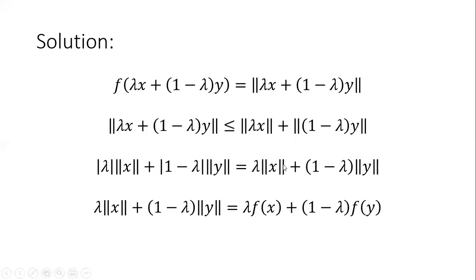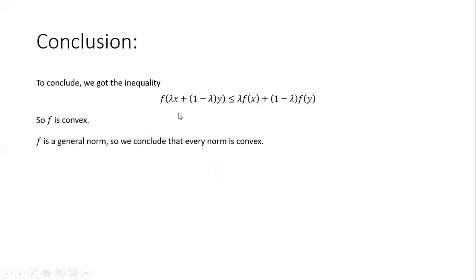Now, because the norm of x and the norm of y are both defined to be f, we get that this expression equals lambda f(x) plus 1 minus lambda f(y). So we got the inequality that f of lambda x plus 1 minus lambda y, where lambda is in the segment from 0 to 1, is less than or equal to lambda f(x) plus 1 minus lambda f(y).